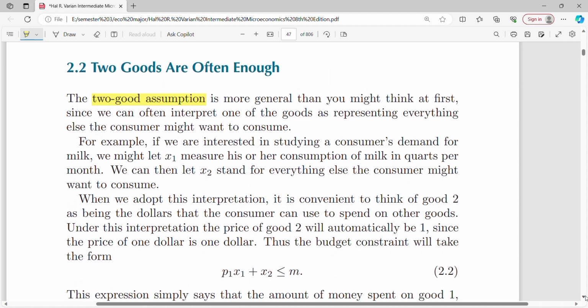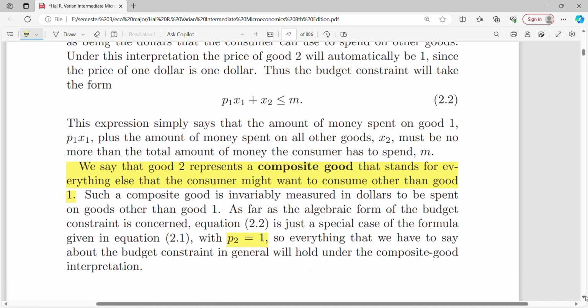And the next section deals with the two good assumption. There is nothing much to describe on that. So we studied this budget constraint P1 X1 plus P2 X2 less than or equal to M. But here P2 is missing, right? It is because good 2 is considered as a composite good.